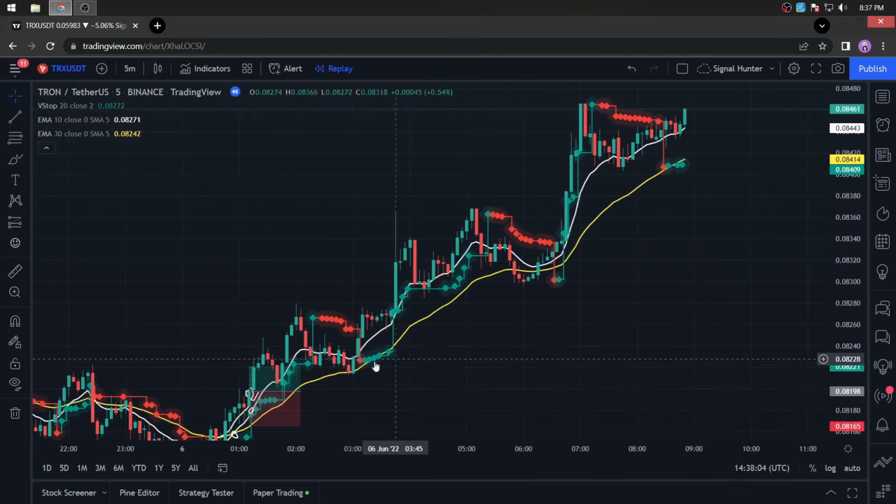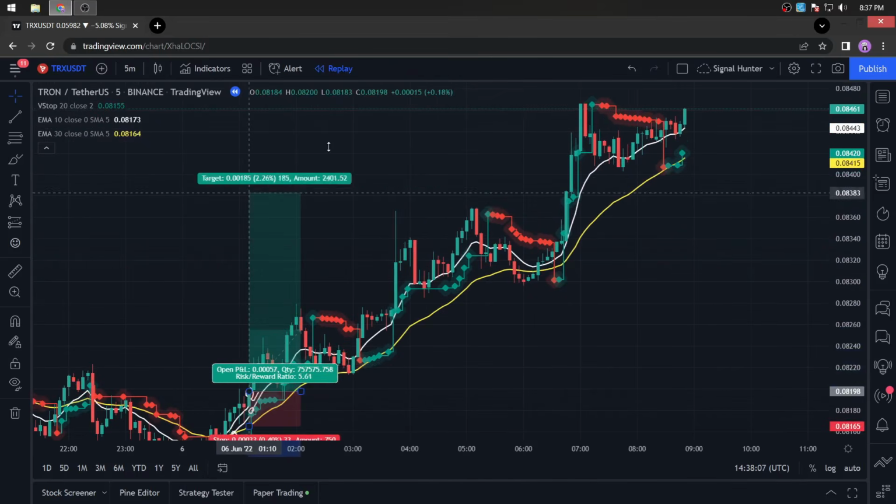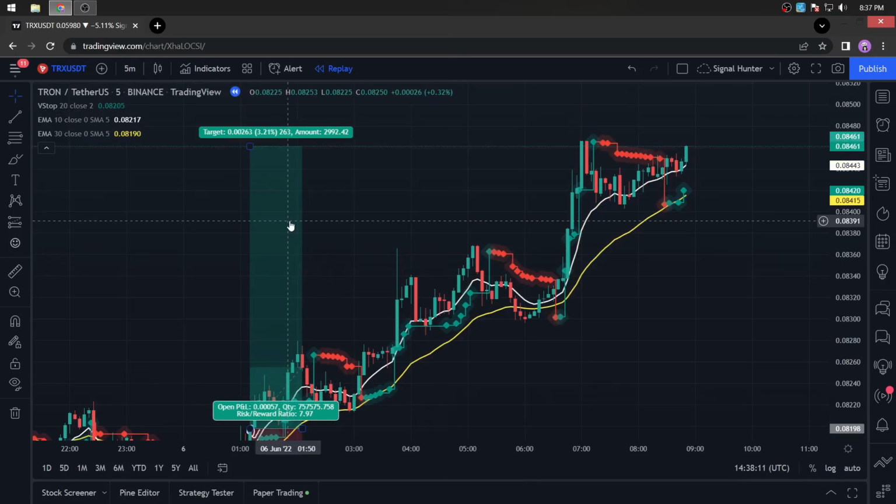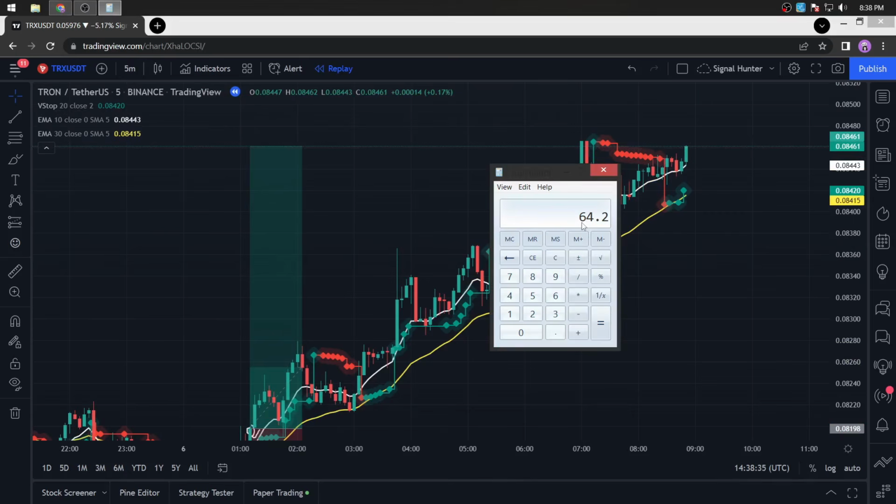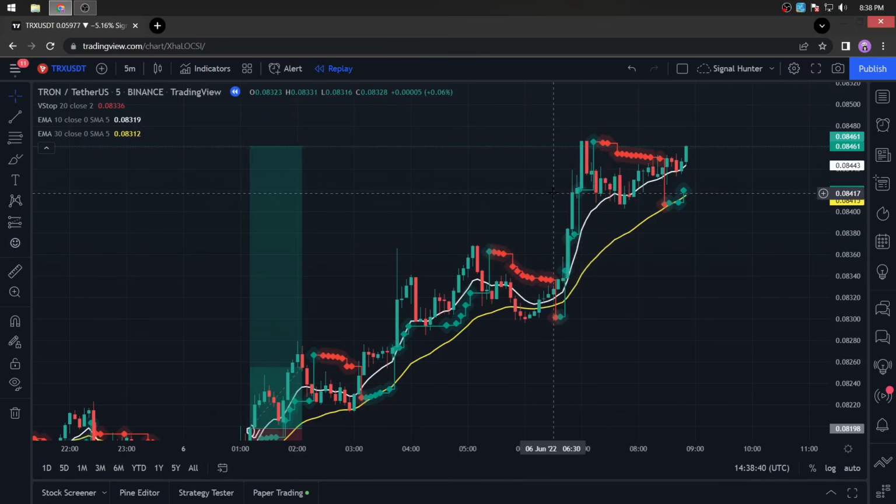So if I measure with this scale, you can see our profit is 3.21% with zero leverage. So if I use 20x leverage, that means 64.2% profit from only one trade. Really, it's profitable. So now let's see how you can generate a sell signal.